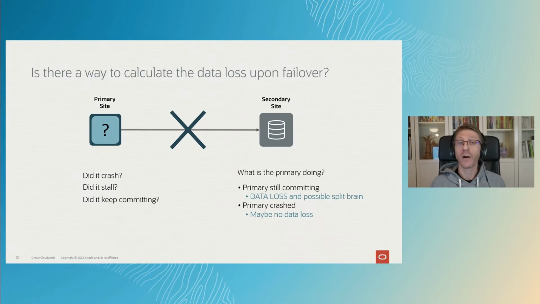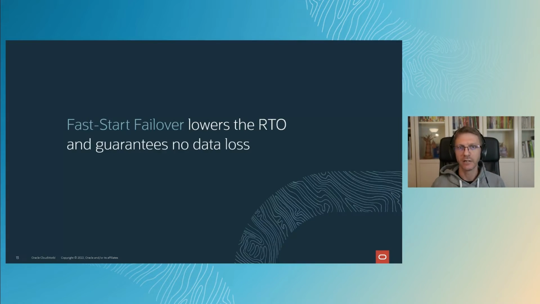Why? Because I don't know if the primary crashed, if it stalled, or if it kept committing for any reason. So imagine that I lost connectivity with my primary, but for some seconds or some minutes, or perhaps still now, the primary is still active and committing data coming from some application. But I cannot tell because I cannot reach the primary anymore. So this is a problem where just by having a primary and a standby database, it's impossible to determine if there is any data loss. So what is the solution?